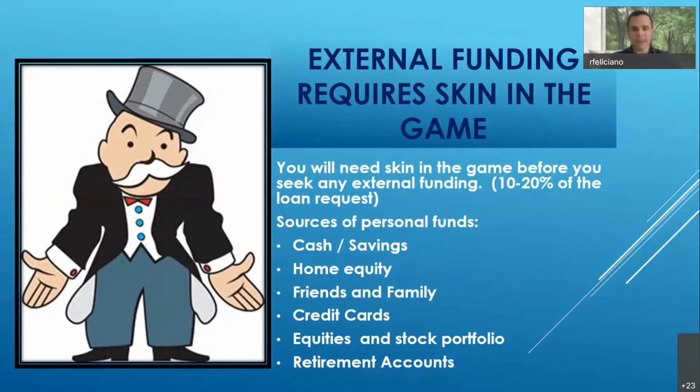So anyway, moving on. Sources of personal funds here. You can see here cash savings. Home equity is a big one. Especially back before the 2008 timeframe, when a lot of people were getting these huge home equity lines, because what was happening? Property was appreciating. You saw all this throughout the early 2000s. You saw all these properties appreciating and appreciating and appreciating.